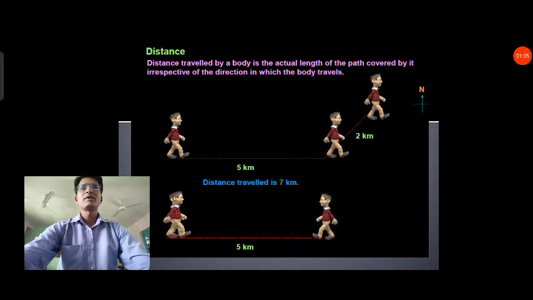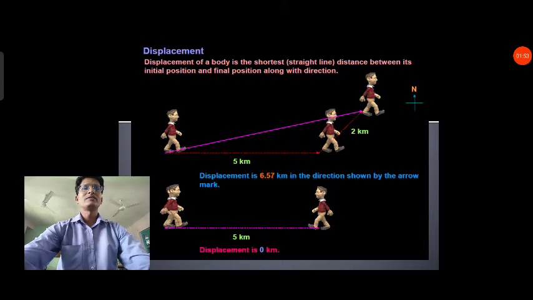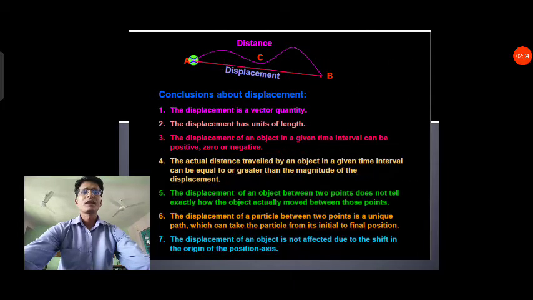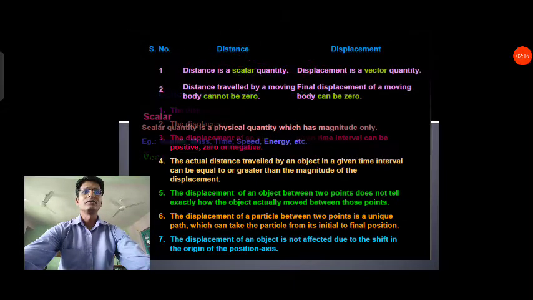Distance is what? Distance traveled by the body is the actual length of the path covered by it, irrespective of the direction in which the body travels. So in distance, direction is not required, but it is the actual path covered by the body. And displacement requires the direction, and that is the shortest distance or a straight line covered by the body from the initial to the final position. Distance, as I mentioned, does not require direction, but displacement requires direction.